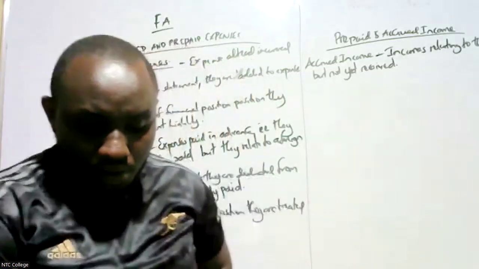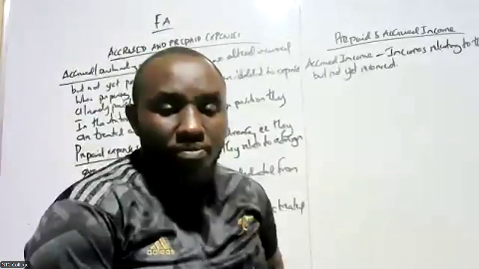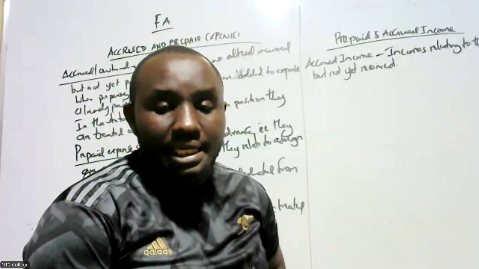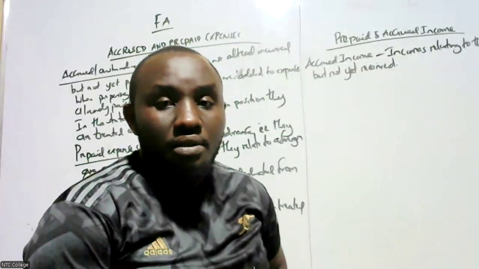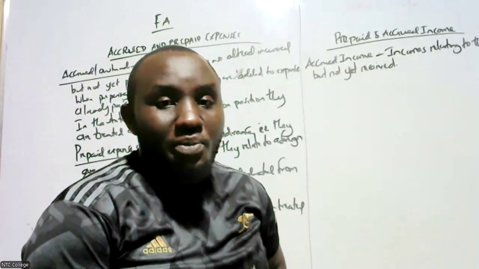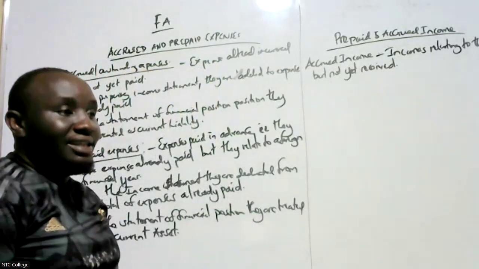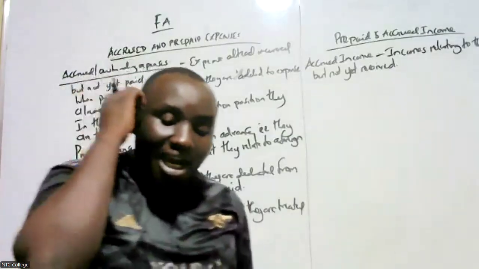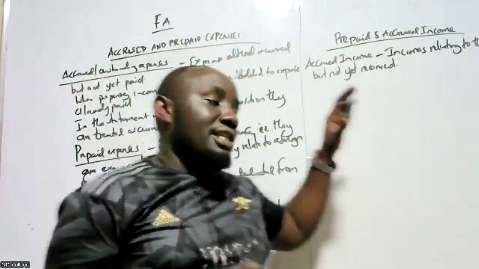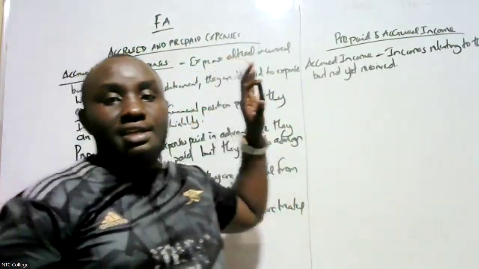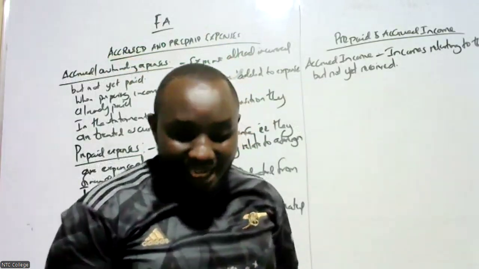How would you treat them in the income statement? We less them from the income. What about prepayment? If you less them from the income statement, how would you now treat prepaid income? And remember, if you go back to when we were discussing the accounting equation, that is assets is equal to capital plus liability. We mentioned a number of things.